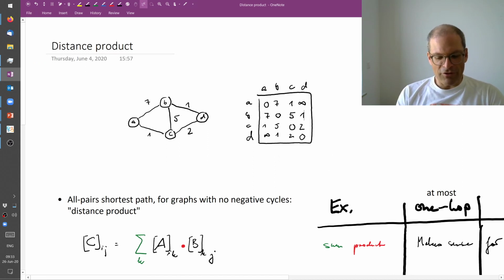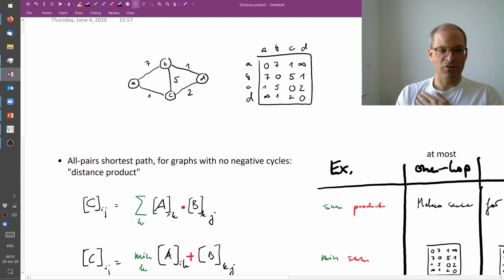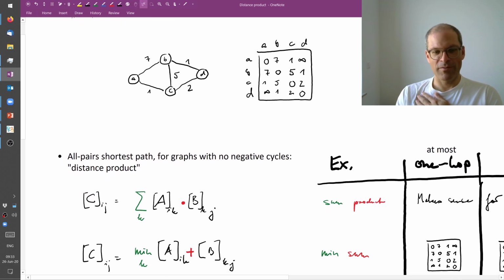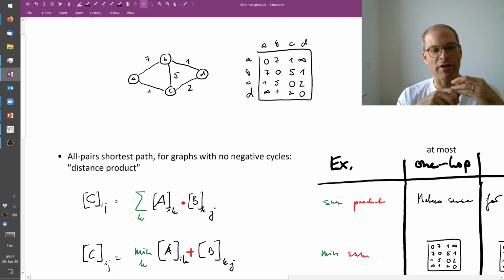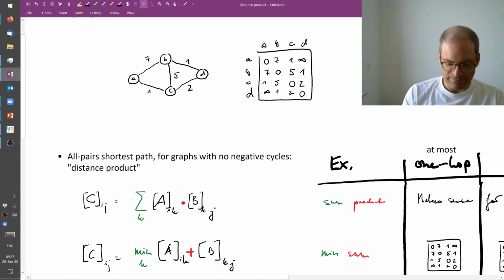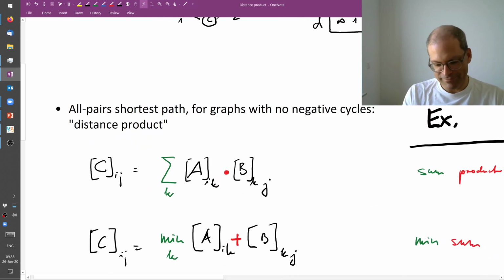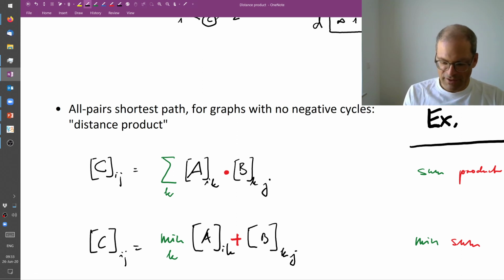Now, I want to argue that if we want to look at the standard shortest path problem, where all pairs shortest path means I want to know from each node to every other node what's the cost of the shortest path, we can solve this by some kind of generalized matrix multiplication. To remind you, or not to remind you even, but just to say why I call this matrix multiplication.